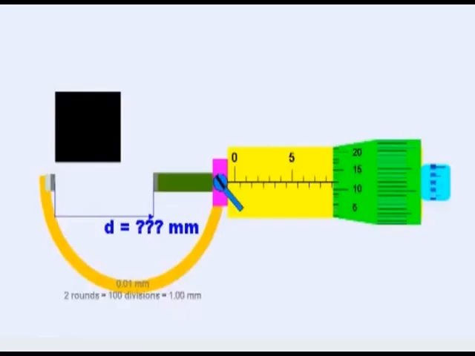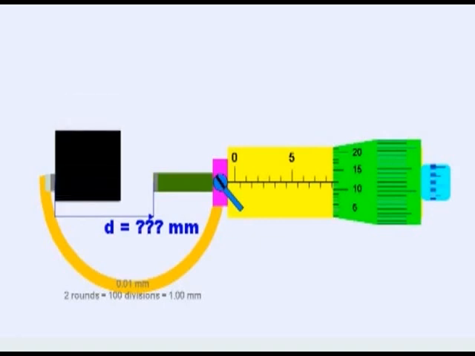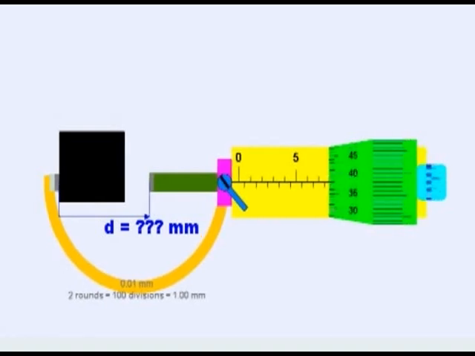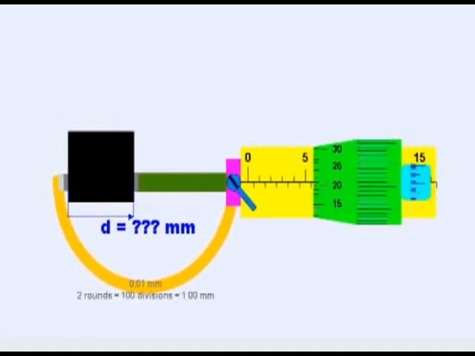So if I have such a micrometer screw gauge on your screen, what I have here is an object we are going to measure. I put the object on the screw gauge and now close the screw gauge till I get a firm grip. Alright. Now I'm going to try to read the measurement.